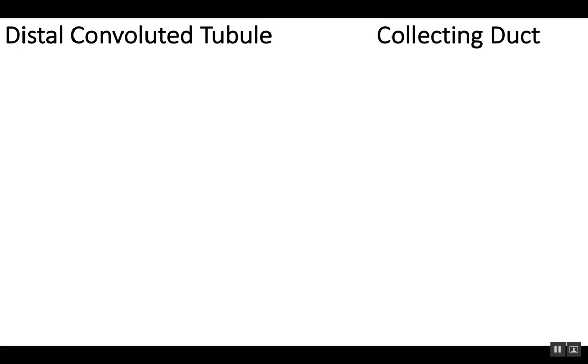What is the distal convoluted tubule known for, and what is the collecting duct known for? We're going to do these two portions of the nephron in the next video.